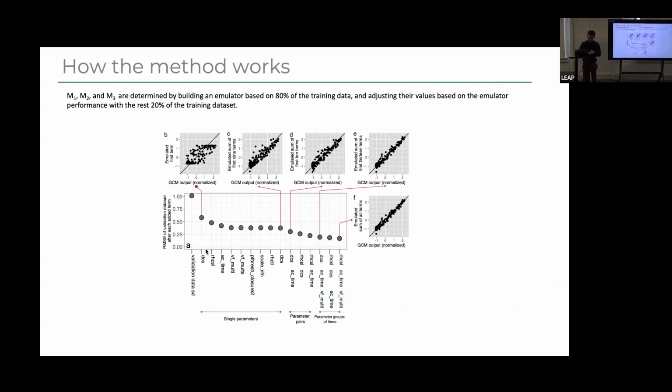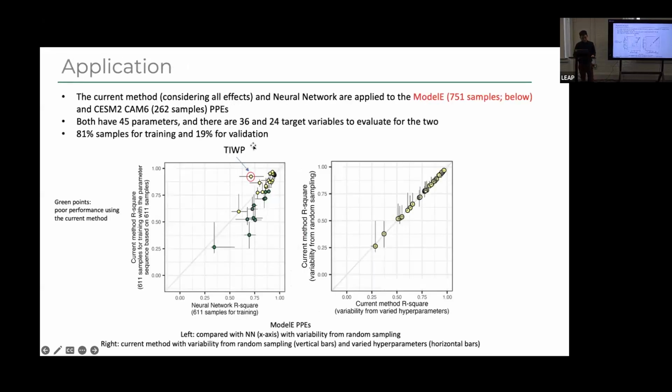And there are three bars at the bottom of the figure. The first bar corresponds to all the terms that are single, individual parameters, and the other two are parameter pairs and parameter groups of three. So they do contribute to the emulator performance.